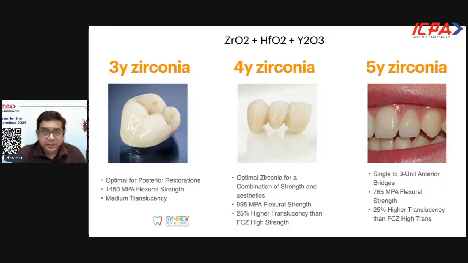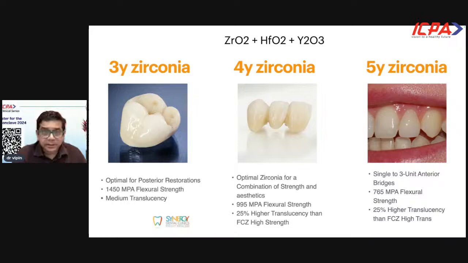It had hardly any translucency. It was a very opaque material. It could not be used for the anterior region because they used to look like a white colored rock. These materials are rarely used nowadays. We have shifted to 4Y and 5Y zirconia.